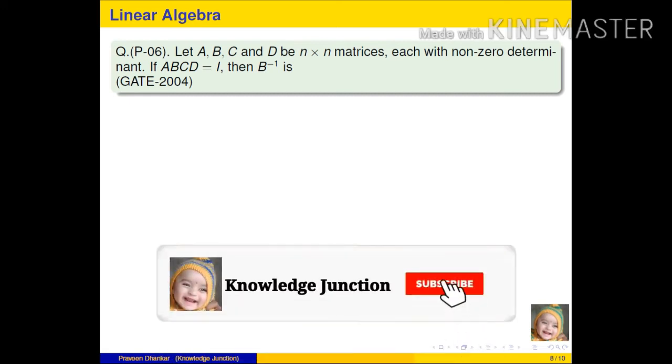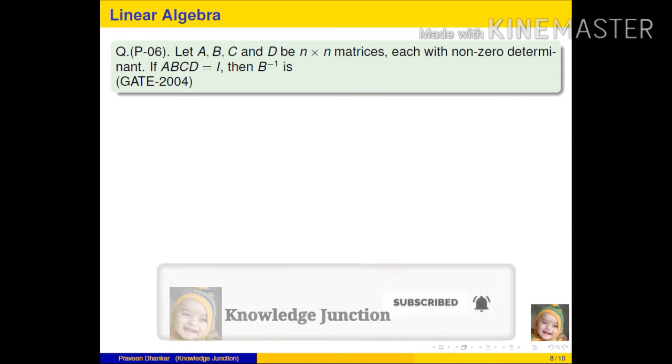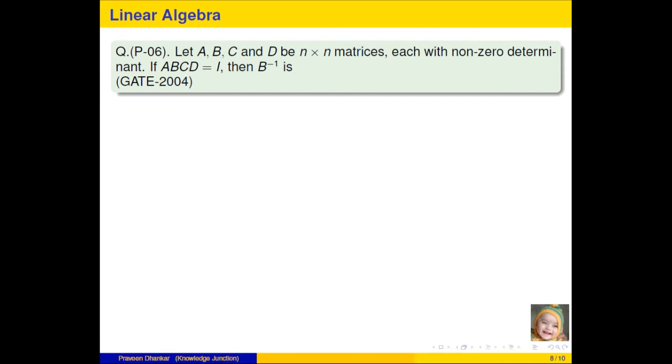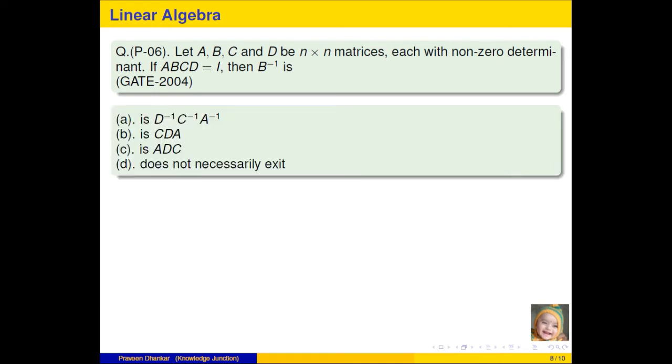Let A, B, C and D be n cross n matrices, each with non-zero determinant. If ABCD equal to I, then B inverse is. This question comes from GATE 2004. So the options are: D inverse C inverse A inverse; CDA; ADC; or B inverse does not necessarily exist.